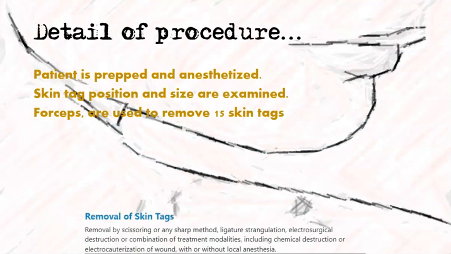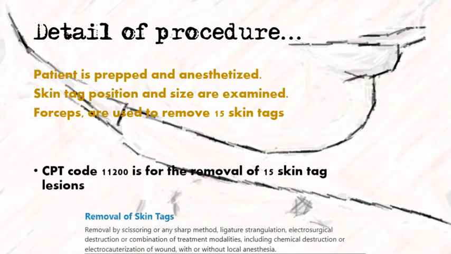Let's start with the detail of the procedure. The practitioner analyzes the position and size of the skin tags after local anesthesia is provided to the patient. Note that forceps, scissors, a blade, or other methods discussed earlier are used to remove the skin tags. CPT code 11200 is for the removal of 1 to 15 tag lesions.